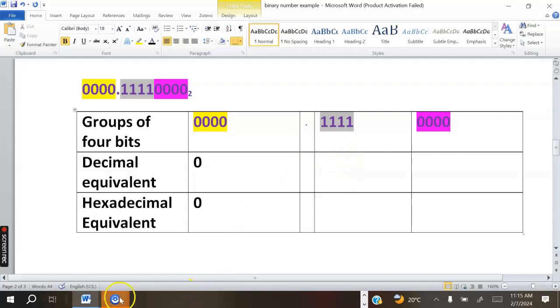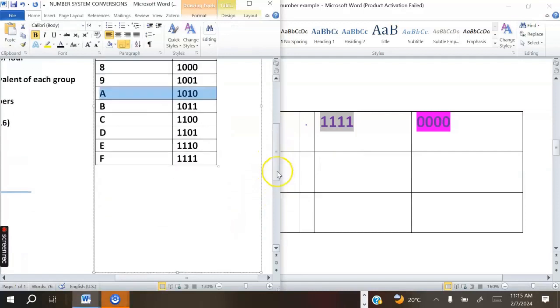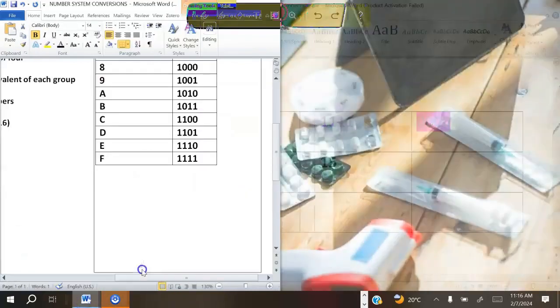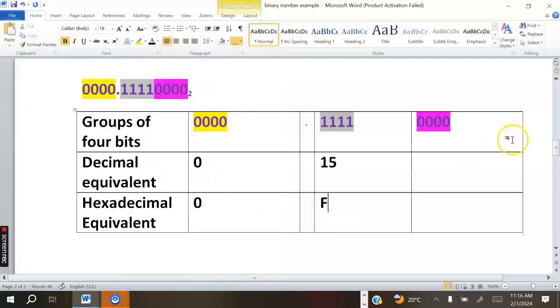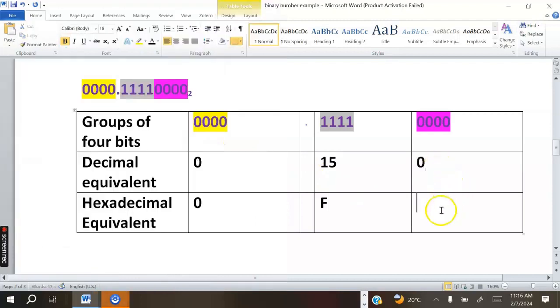Let me try to get the other table. So we have 1111. This is our 1111, which is equivalent to 15. So this is equivalent to 15. And 15 is equivalent to this, as you can see from my table. This is 1111 is equivalent to F. Then this one we have the 0000, which is as usual supposed to give us 0.